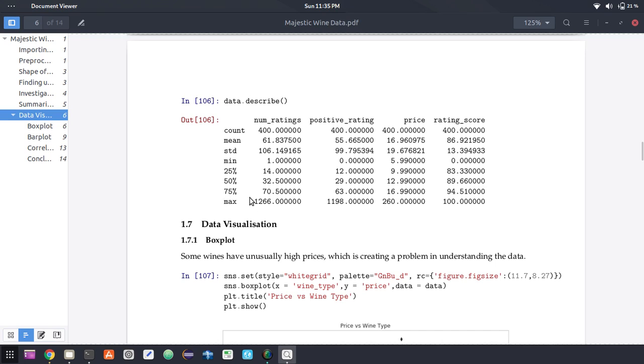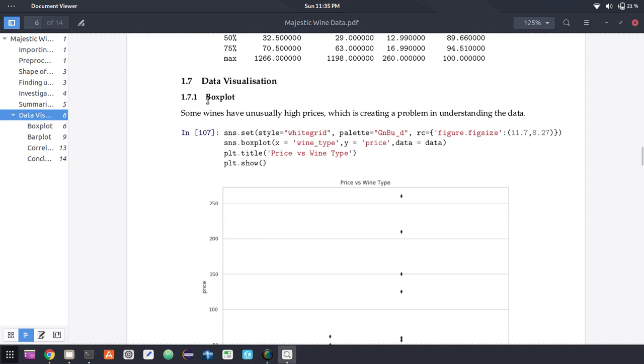At the 75th percentile, number of ratings is just 70, but maximum it's almost 1300. So there are some wines which are really famous, really popular. People review them the most, but most of them are really few. And same goes with the price. 16.99 is the 75th percentile, but then maximum is 260.